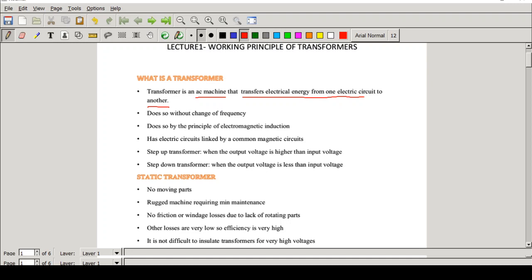Okay, and how does it transfer the electrical power? Without any change of frequency. That means the frequency at the input as well as the output will be the same.